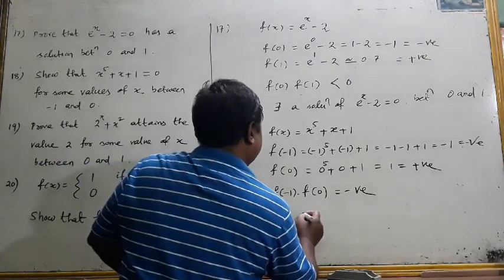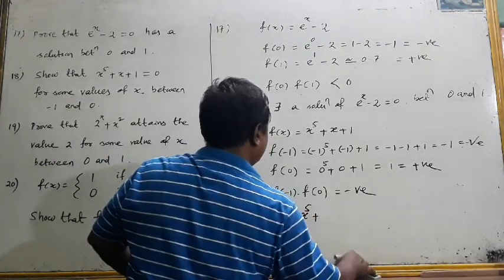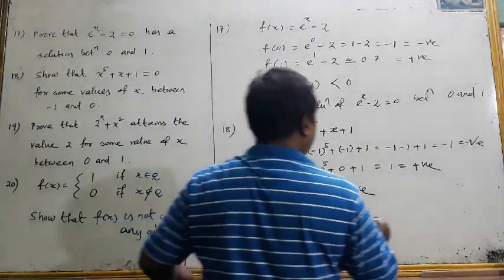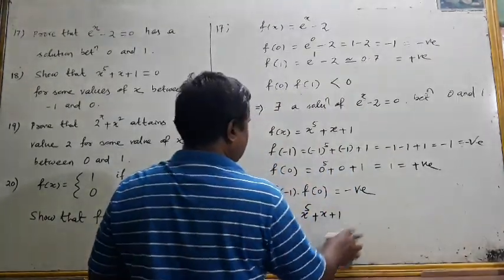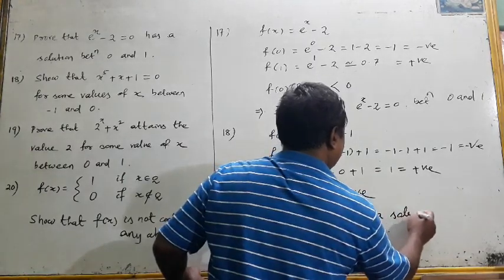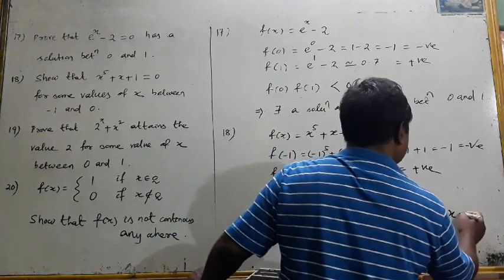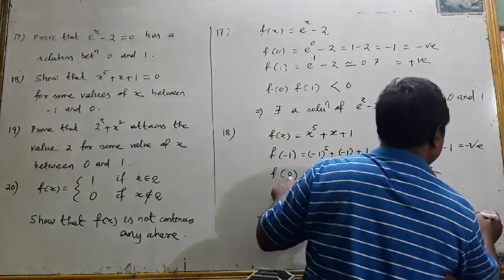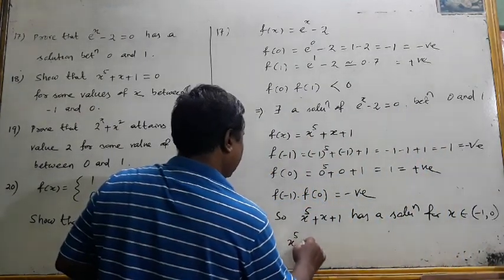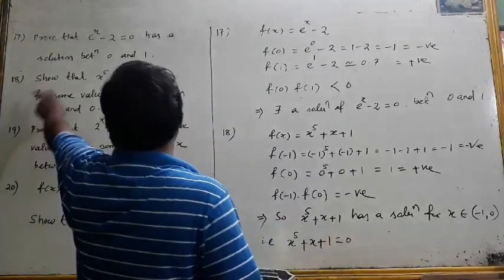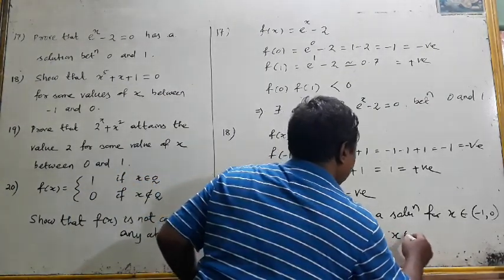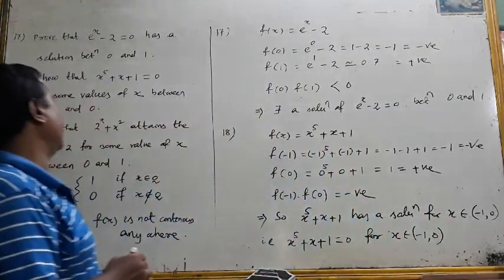So x to the power 5 plus x plus 1 is equal to 0 has a solution for x belonging to minus 1 to 0. That is, x to the fifth plus x plus 1 is equal to 0 for some values of x between minus 1 and 0. Next, number 19.